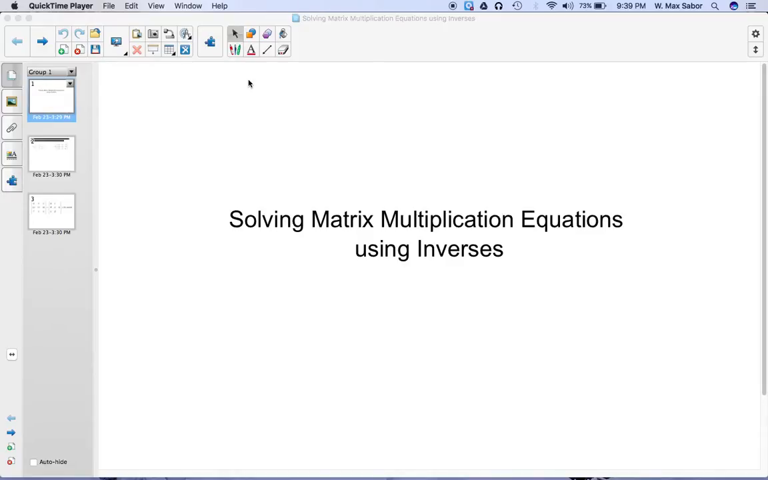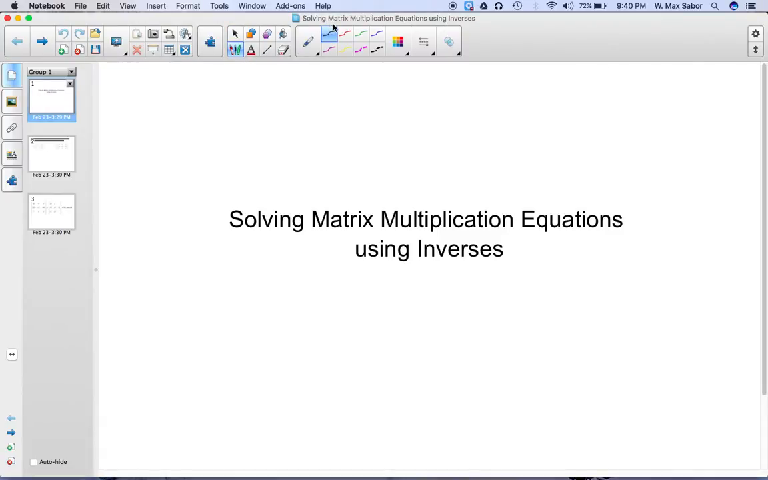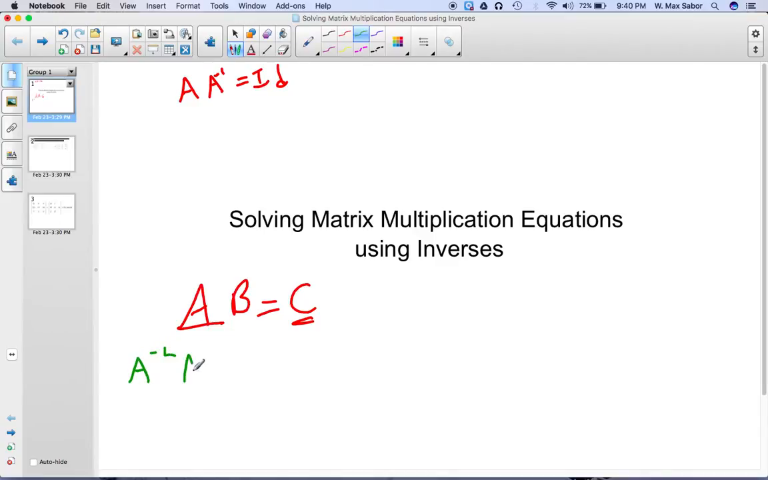How do we solve matrix multiplication equations using inverses? Well, what are inverses good for? The idea is that A times A inverse is going to be the identity matrix. So this is useful when I give you something like A times B equals C. I give you A, I give you C, and you want to find B. What you can do is multiply A inverse on the left of both sides.